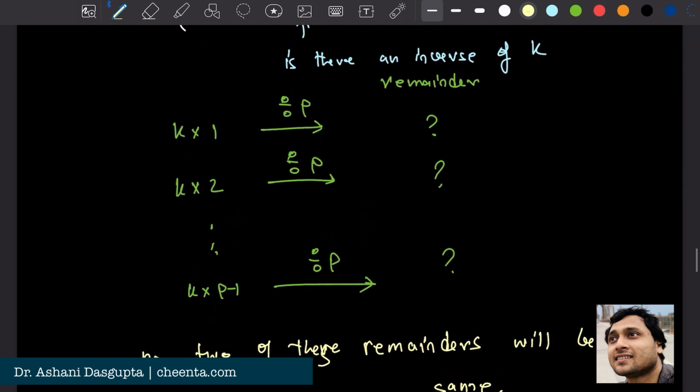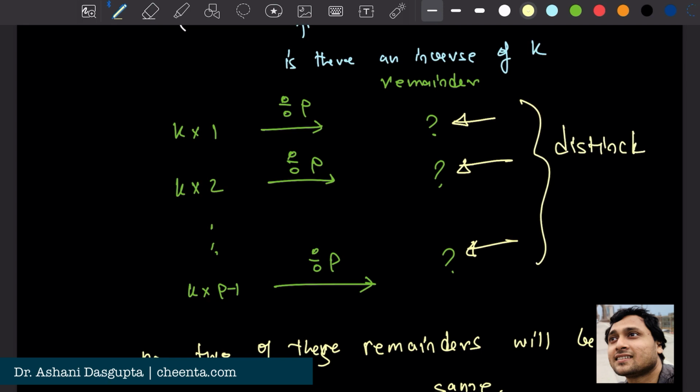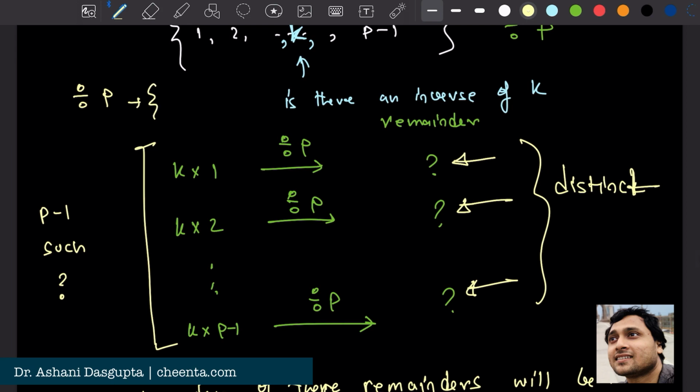So what we just showed is that all of these question marks will be distinct. But there are p minus 1 such question marks, right? And I'm dividing by p, so the remainders have to come from the set 1 to p minus 1. Because if I divide any number by p, the remainder is either 1 or 2 or up to p minus 1. Of course, it can be 0, but none of these are divisible by p, so the remainder is not 0.